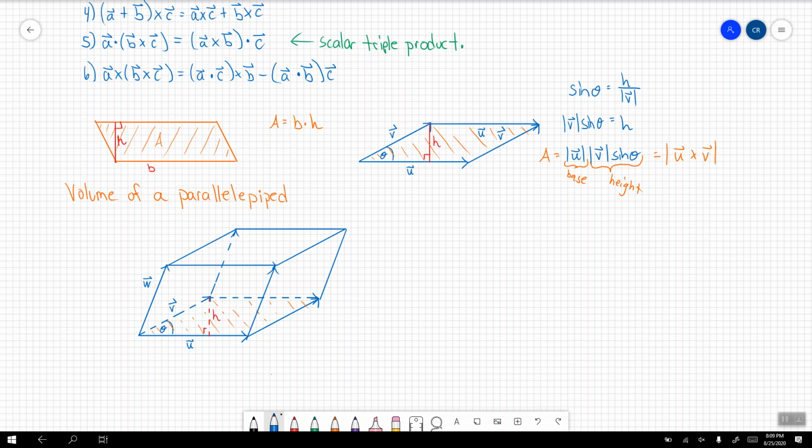Alright, so here we are, back at it again. My apologies. So, here we have the parallelepiped. Again, this looks like a three-dimensional parallelogram.